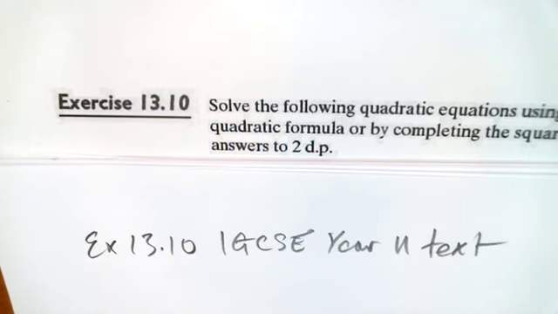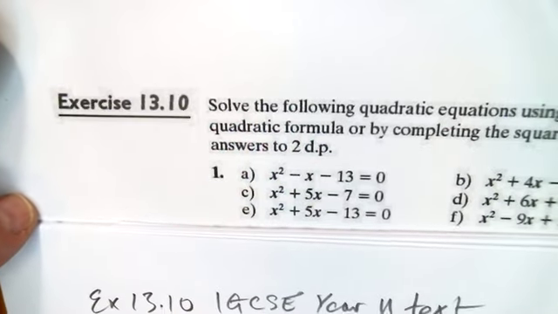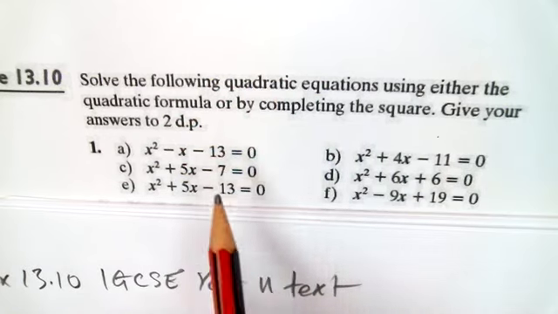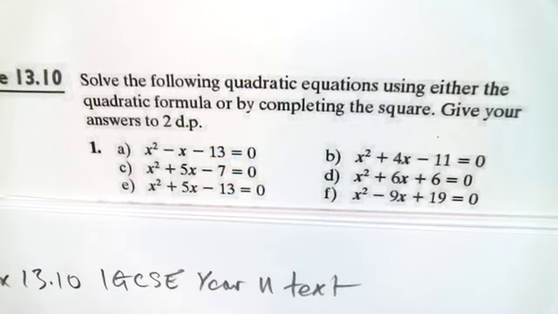All right, we're going to have a look at exercise 13.10 from the IGCSE Year 11 textbook. Good text. And we're doing this lot here where it says, solve the following quadratics using either the quadratic formula or completing the square. And we're giving our answers to 2 decimal places.